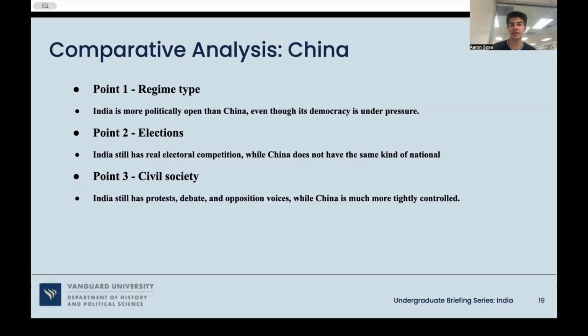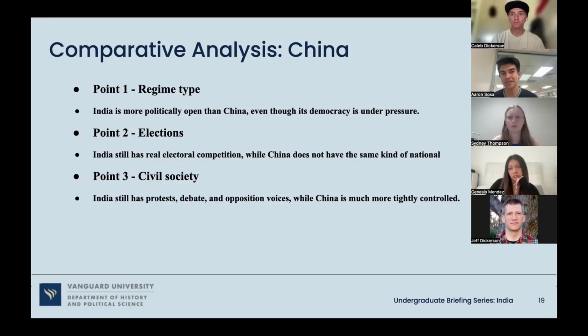The third key point is our civil society and the freedom of expression. In India, there are still protests. We have journalists, opposition voices, and public debate, much like in the United States. Those freedoms may be under increasing pressure, though, but they still definitely exist. In China, however, civil society is far more restricted, and dissent is much more tightly controlled. So while China shows clear authoritarian rule, India shows something more complicated. It's a democracy that still functions, but there are still some signs of democratic backsliding.